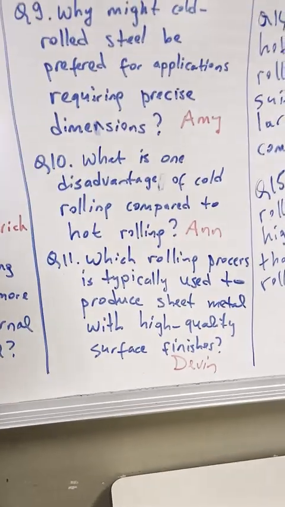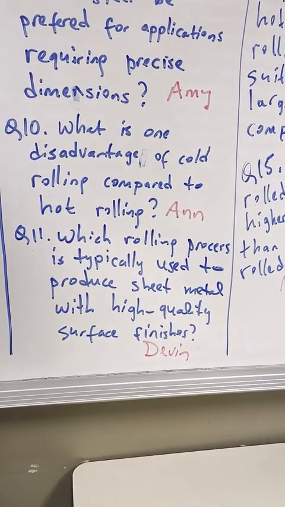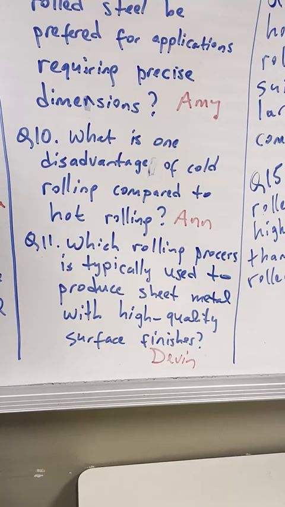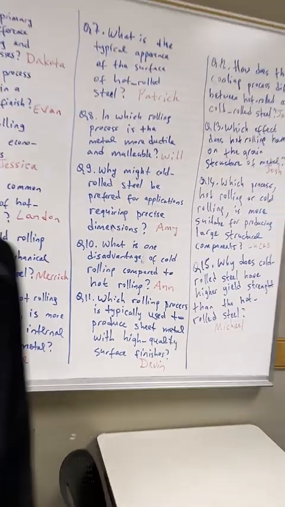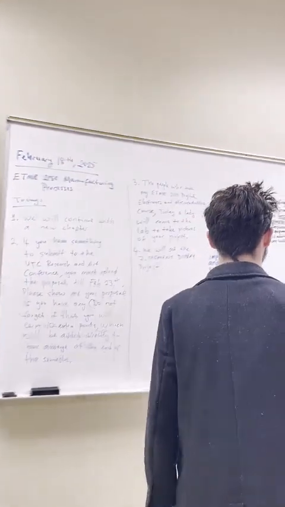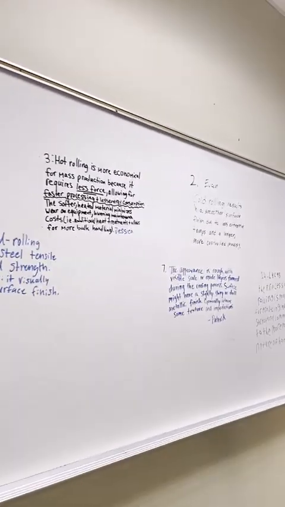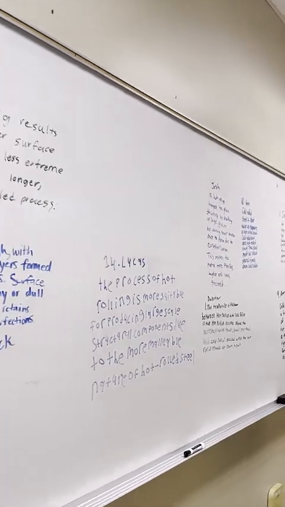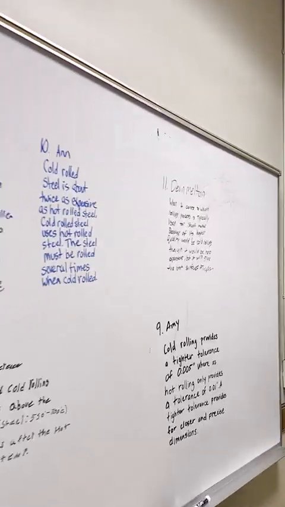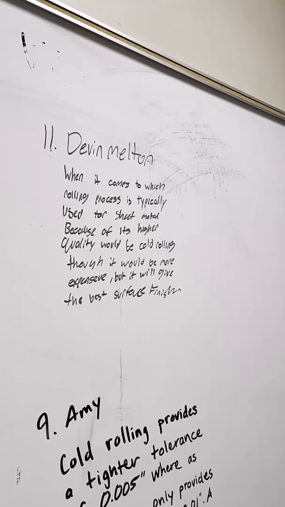Which rolling process is typically used to produce sheet metal with high quality surface finishes? When you are trying to consider this, it is usually best to use cold rolling due to its high tolerance and its process, so it leaves no imperfections. Though it is more expensive, it is typically the most chosen.